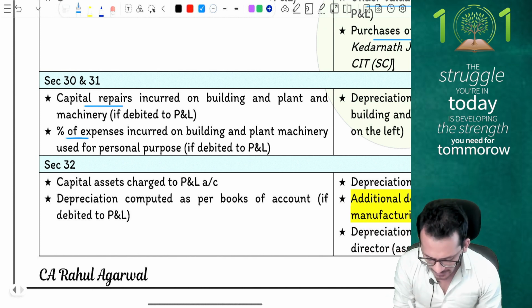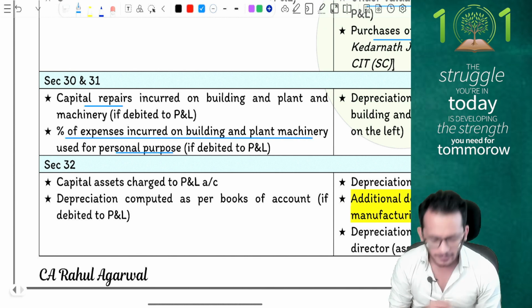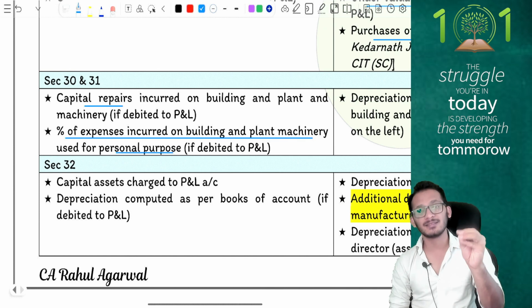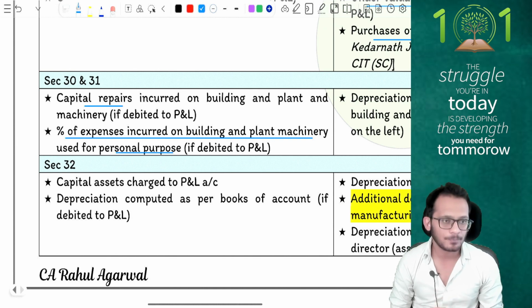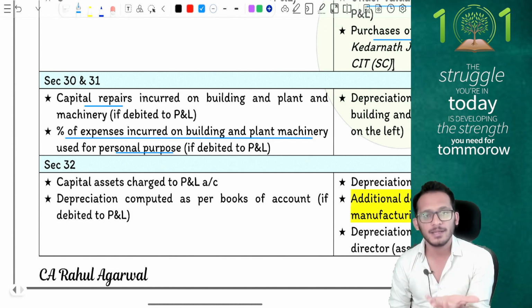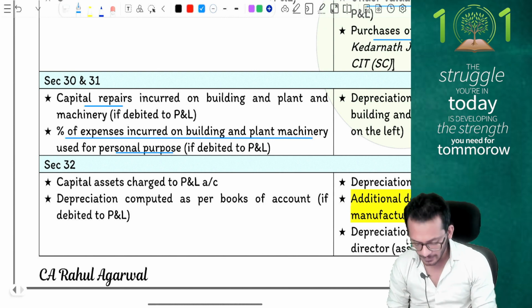Next, if any percentage of expenses incurred on a building and plant and machinery is used for personal purposes. If a question comes to you in exam and says there is a certain expense showing in P&L, 40% of which is of a personal nature. In that case, the 40% of the expense cannot be claimed as a deduction. Since it is already there in the P&L, I am disallowing it.